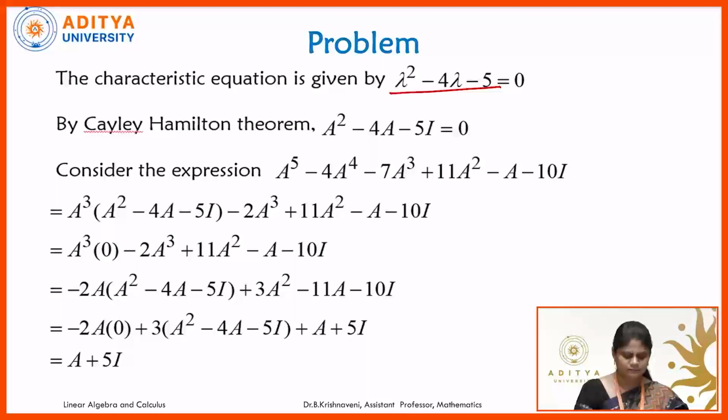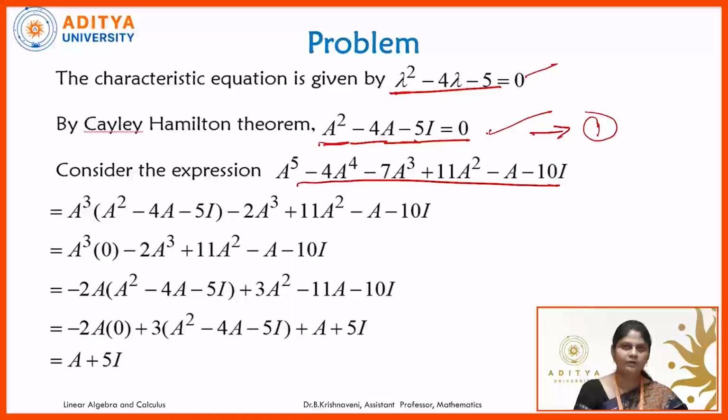Now we all know the Cayley-Hamilton theorem: A satisfies its own characteristic equation. So substitute lambda equal to A in the characteristic equation. The equation becomes A square minus 4A minus 5I equal to 0. Now by using this equation, we will reduce the given polynomial of degree 5 to a linear polynomial.